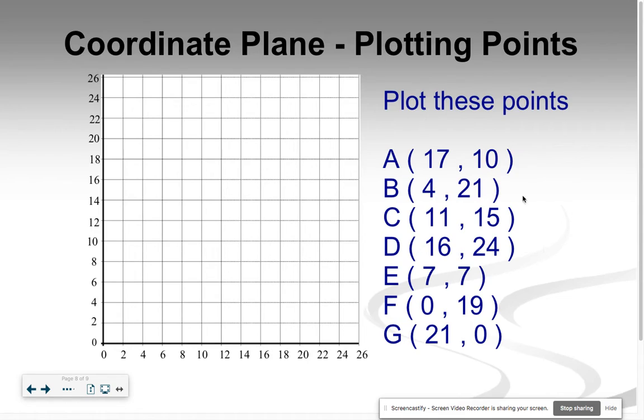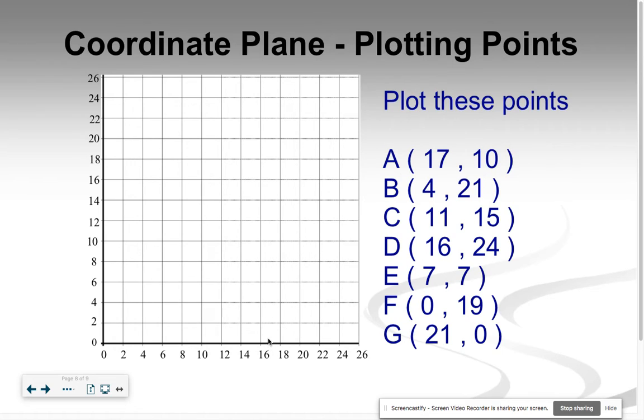All right, let's plot some of these points. So remember, 17 tells us to go over. If we start on 0, 0, which you always want to start, you're going to go over till you get to 17. Well, here's 16 and then 18. 17 is going to be right in the middle. It's okay that we don't have a number for it.